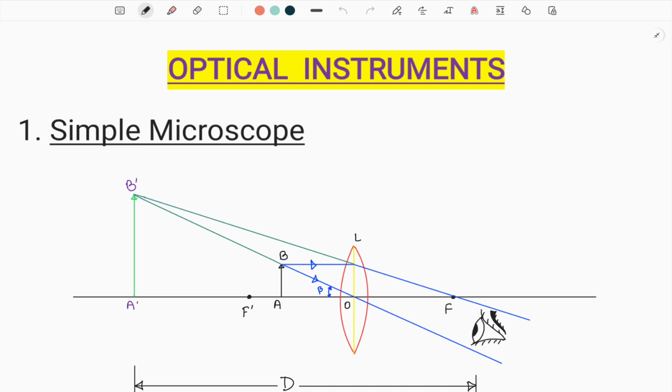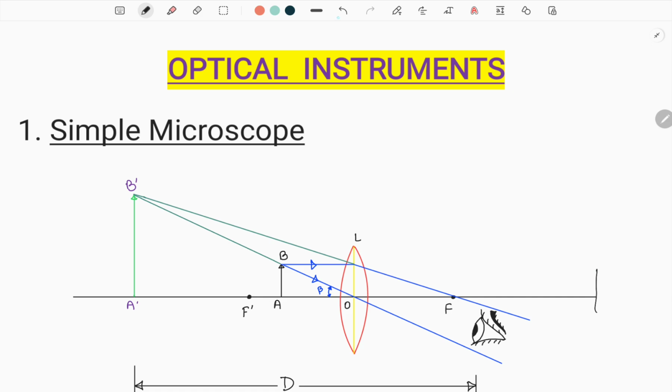It is used by watchmakers and jewelers to have a magnified view of tiny components of watches and fine work on jewelry. It is also used to examine fingerprints and palm lines and by students to read vernier scales. So as you can see, there are many daily life applications of this simple microscope. Let us see how this simple microscope works.